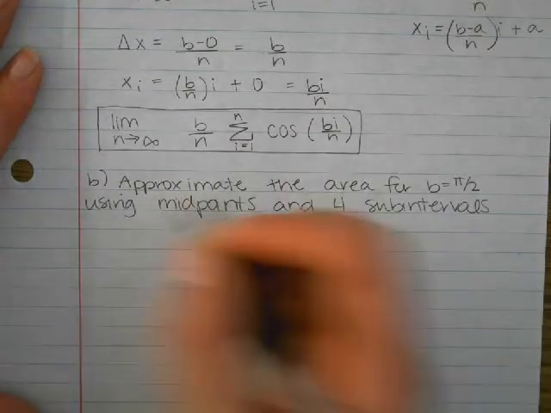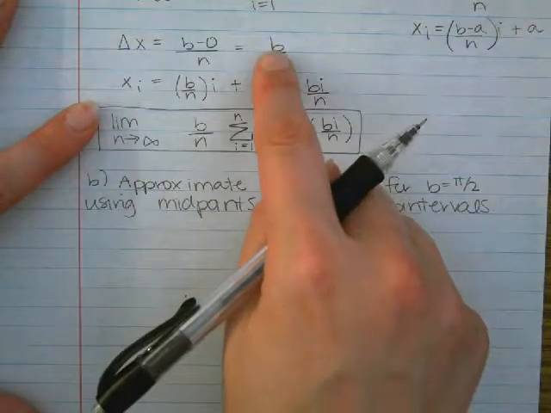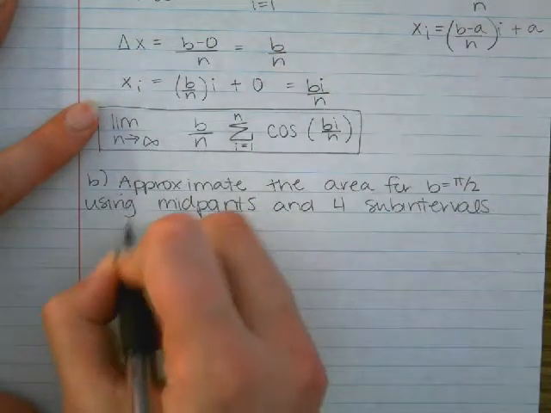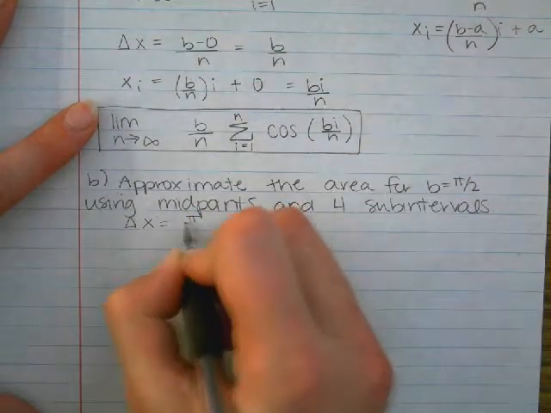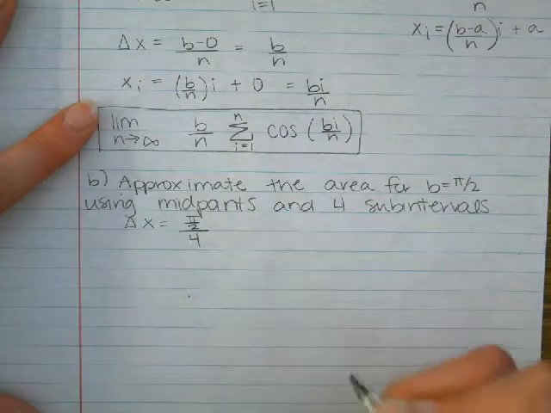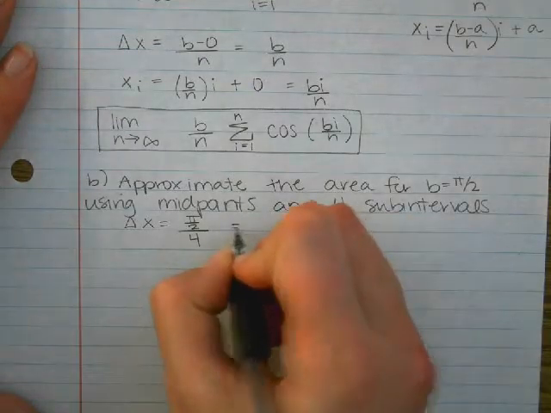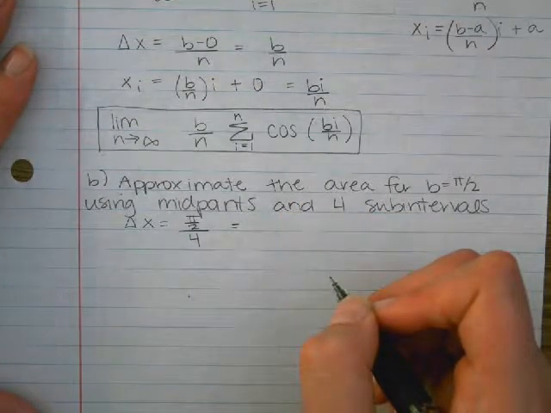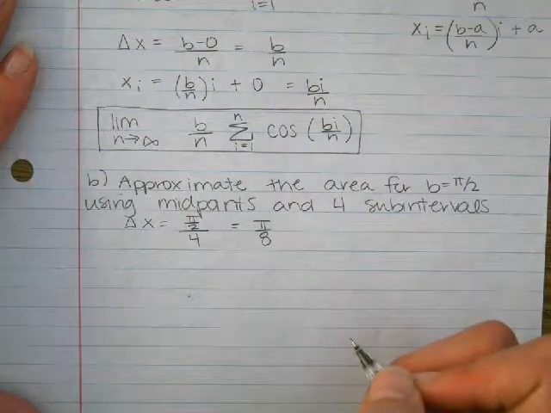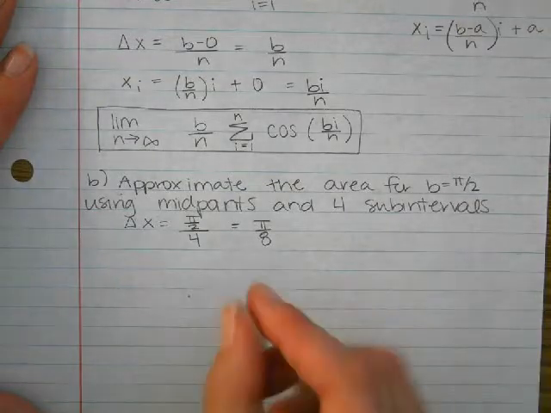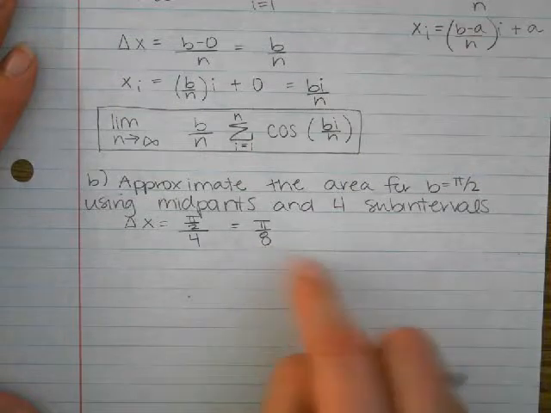So now we can actually plug the numbers in. Up here we said that our delta x was the b value divided by n. For this specific problem, our b value is pi halves and our n is 4. So we're going to say pi halves divided by 4. And what does that equal? Pi eighths. That means each of our little rectangles is pi eighths wide. Pi eighths, pi eighths, pi eighths each time.